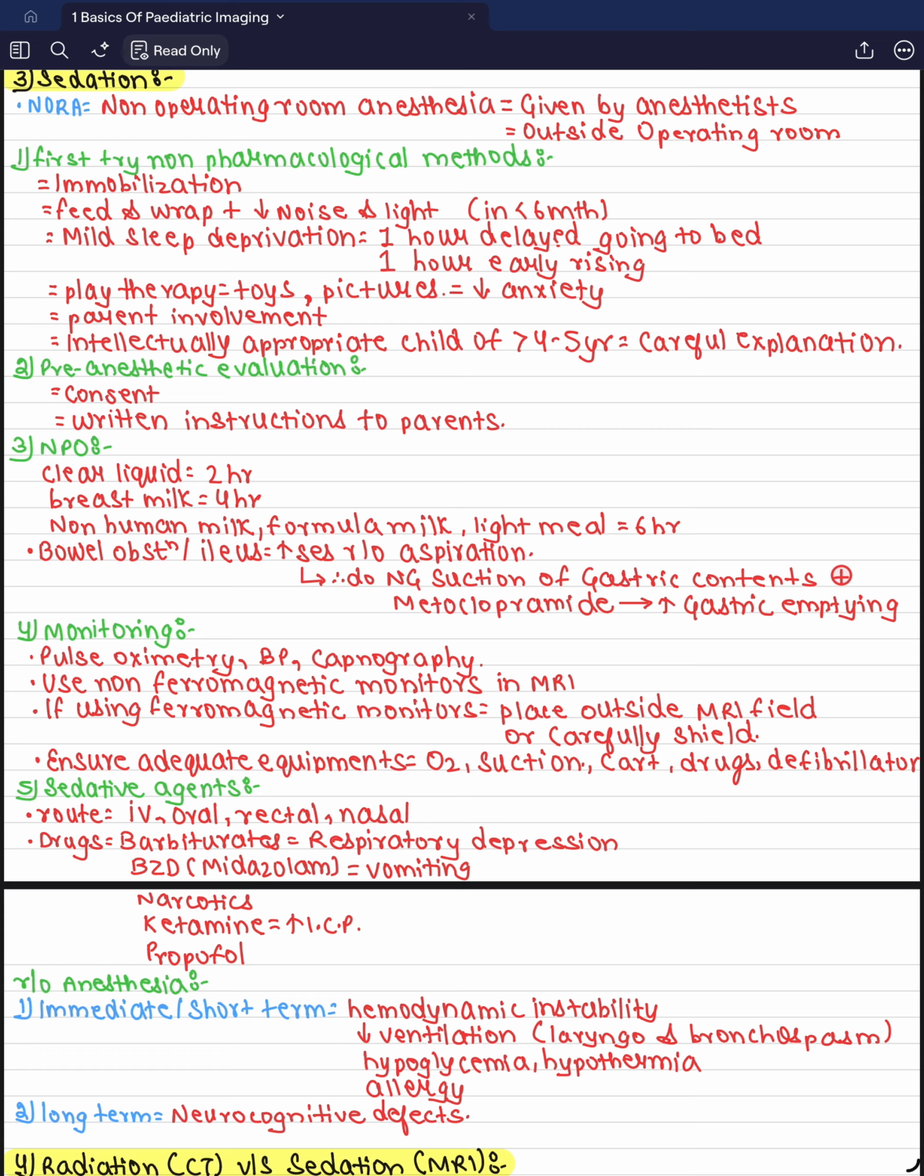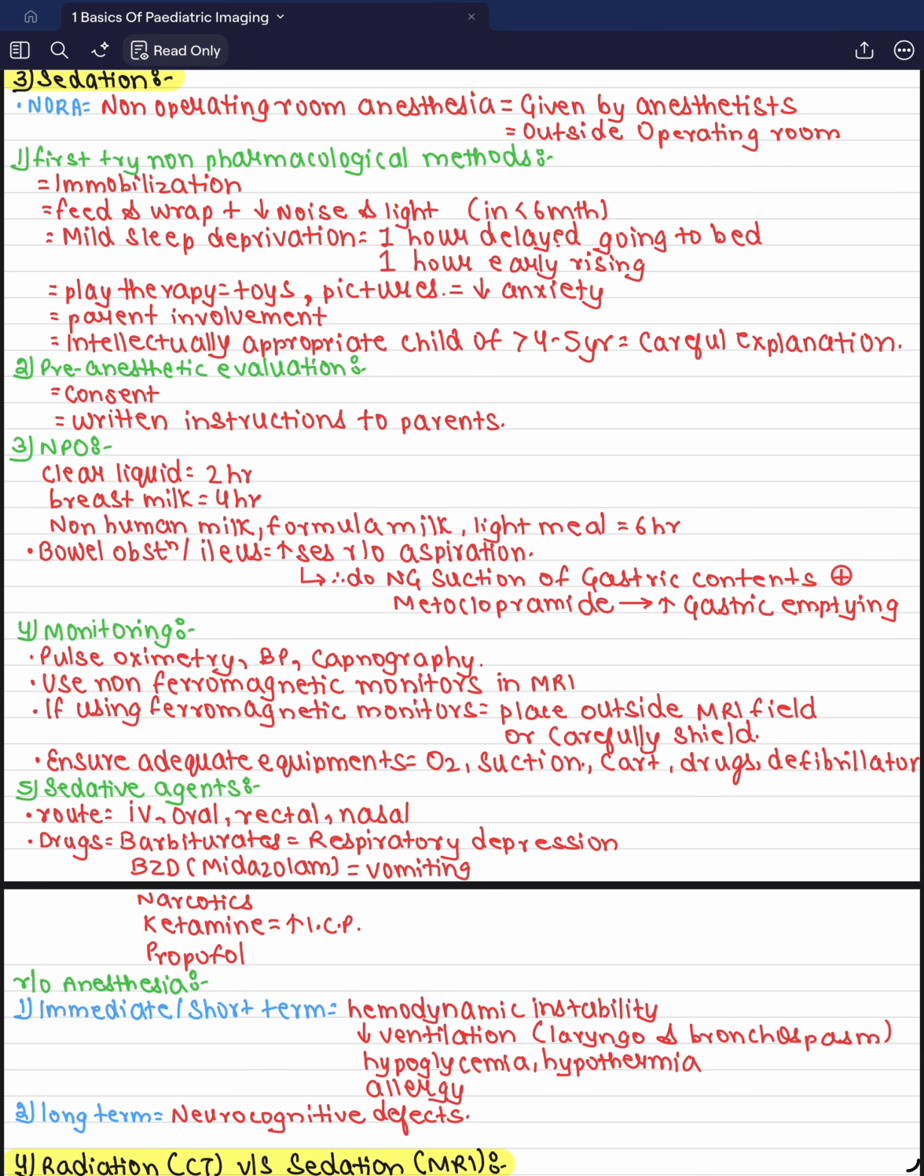What will you monitor? Pulse oximetry, BP, capnography. What kind of monitor will you use in MRI? You will use a non-ferromagnetic monitor in MRI. If you are using a ferromagnetic monitor, please make sure that you place it outside the MRI field or you carefully shield it. Okay, then because the baby can develop complications at any time, please ensure that there is adequate equipment in the CT or MRI room, like oxygen cylinders, suction machine, a cart with all the instruments, drugs, and a defibrillator.